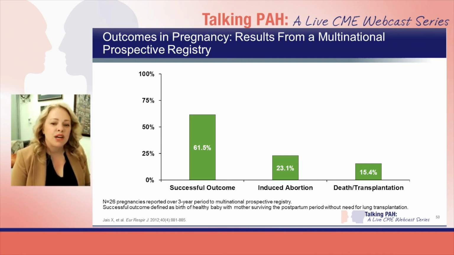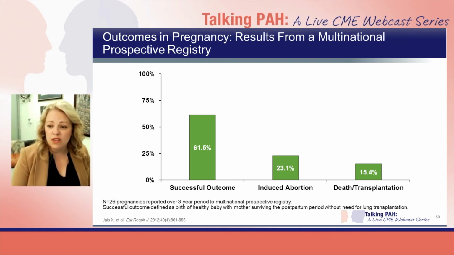This is 26 pregnancies reported over a 3-year period to a prospective registry. Successful outcome here is defined as the birth of a healthy baby and survival of the mother without the need for lung transplantation. So you can see they're pretty low, 61.5% successful outcome. I think we can all agree we definitely would like a higher number than that. Death or transplantation for the mom in 15% of cases in this study.